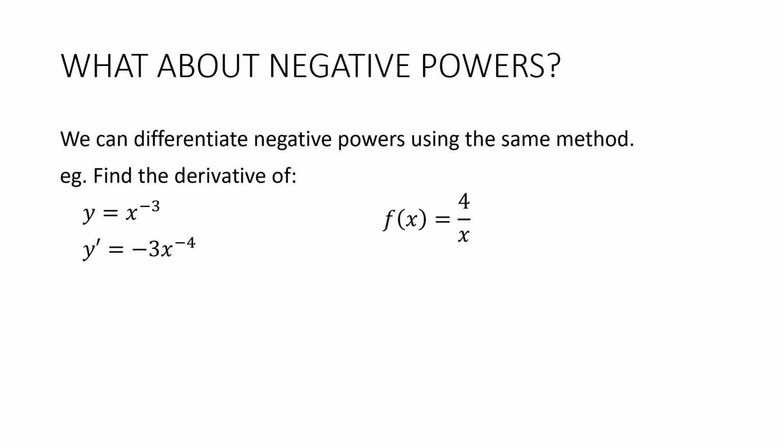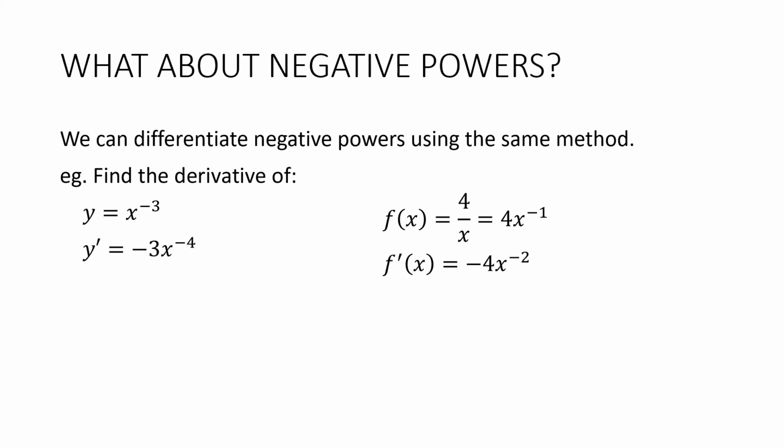But what if they write the question like this? It doesn't actually have a negative power, it's got an x on the denominator. We need to use our index rules to lift that x up to the numerator. So that's the same as 4x to the negative 1. Now let's differentiate. The negative 1 comes down, multiplies by the 4. X. Drop this power by 1, becomes negative 2.